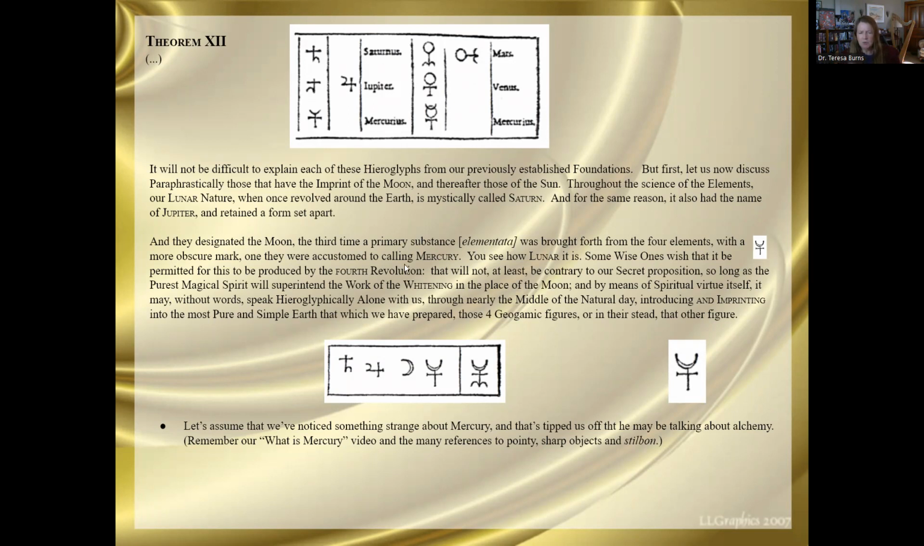The whitening, by the way, was translated in C.H. Josten's, sorry, Austin's 1964 translation as "albification," which is a stage in physical alchemy, because of his focus on physical alchemy. But it sounds like the language of physical alchemy here: the purest magical spirit will superintend the work of the whitening. That's the stage in physical alchemy where you're literally whitening out a substance that has been kind of corroded. You're getting rid of the dross and so on. All right.